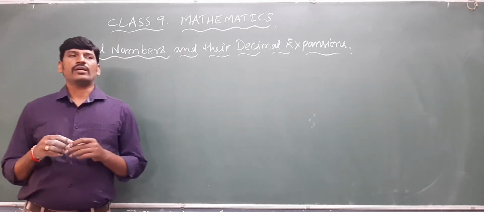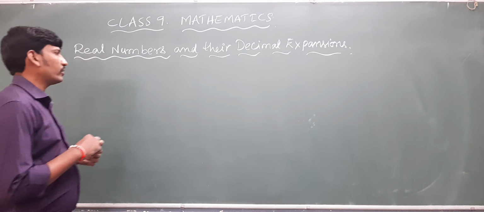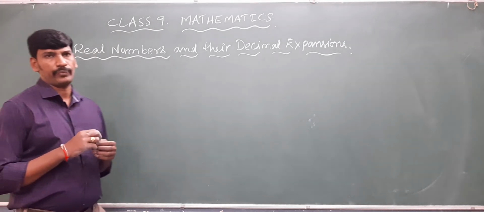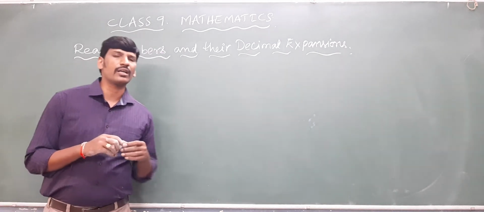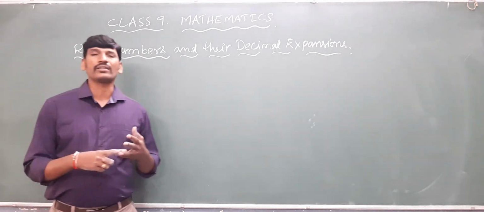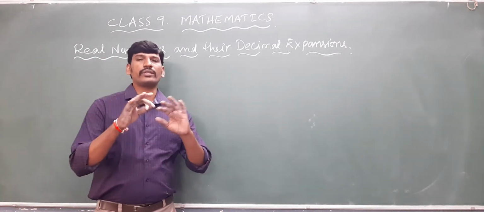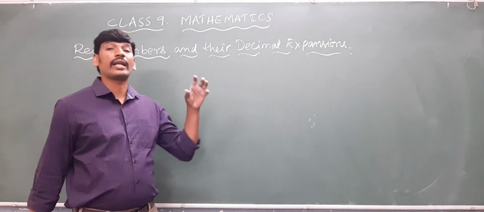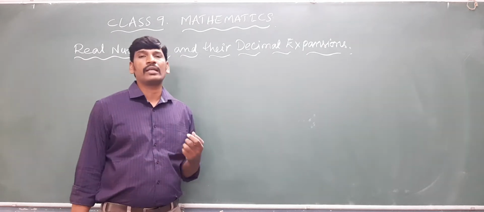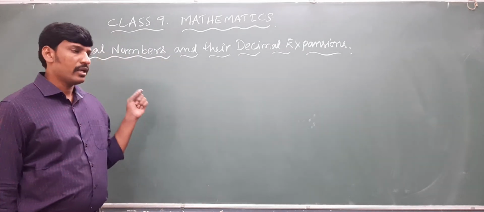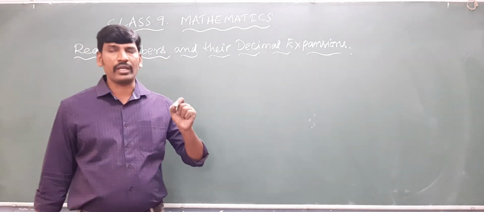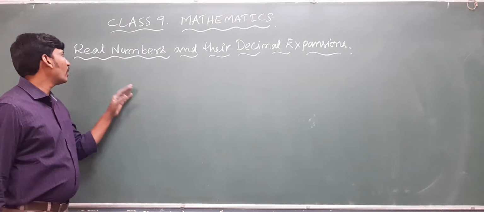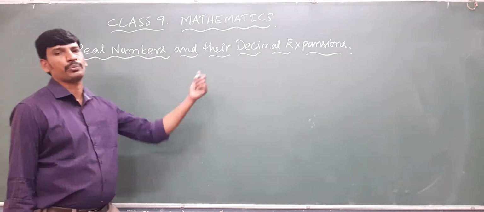Now coming to our session, today we are going to discuss real numbers and their decimal expansion. In the previous session we already discussed what rational numbers and irrational numbers are. The combination of rational and irrational numbers is called real numbers. Then we saw how to represent an irrational number on the number line, like root 2, square root of 2, square root of 3, in the previous session. Now today, real numbers and their decimal expansion.